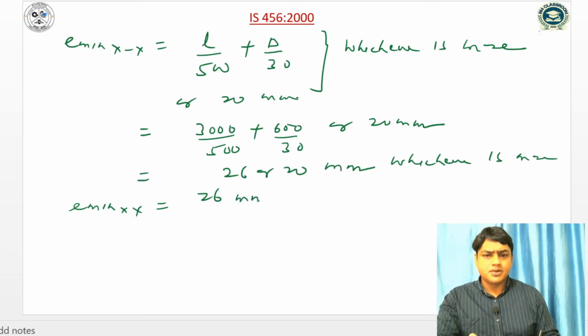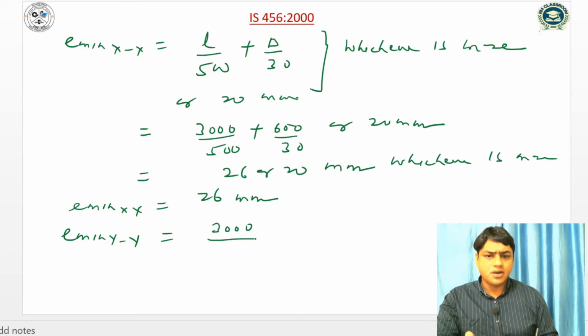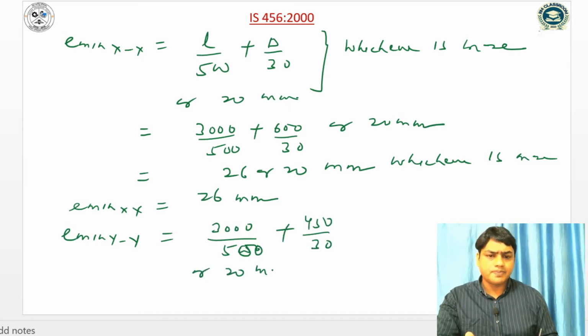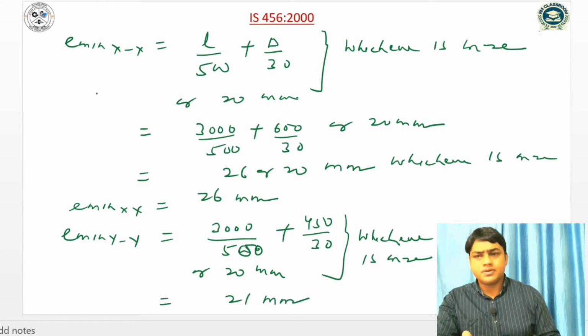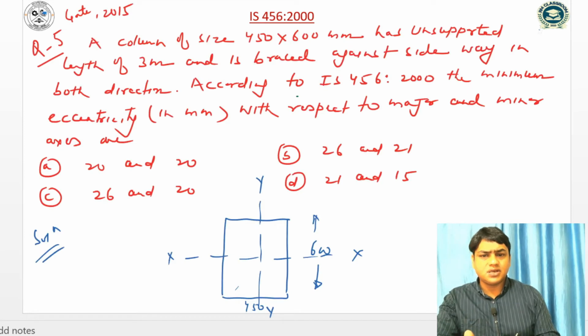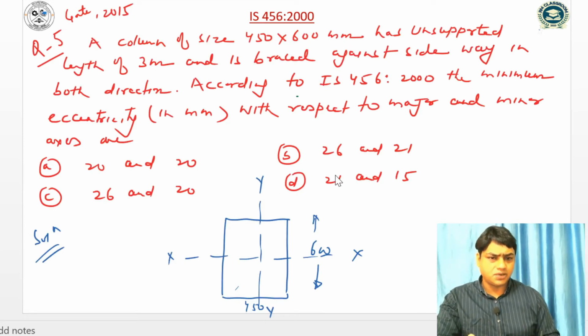Similarly, if I compute the minimum eccentricity in y direction, it will be the unsupported length by 500, means 3000 divided by 500, plus 450 divided by 30, or 20 mm, whichever is more. So it will be 6 plus 15, 21, or 20. So whichever is more, means 21 mm. So we can see that the options are 26 and 21. So the B option is correct.